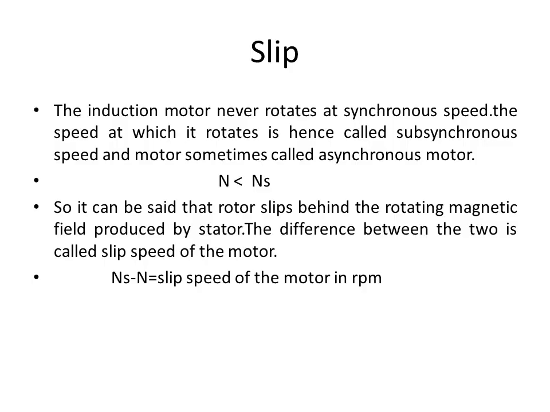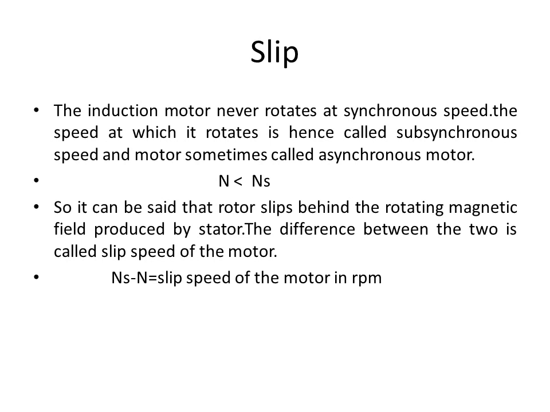Third diagram. So what is slip? An induction motor never rotates at synchronous speed. The rotor of the induction motor will not catch the speed of the rotating magnetic field, the synchronous speed. The speed at which it rotates is sub-synchronous speed, and the motor is sometimes called an asynchronous motor. So N, capital N, is the actual speed of the rotor, always less than the speed of the rotating magnetic field, or synchronous speed. So it can be said that the rotor slips behind the rotating magnetic field produced by the stator.